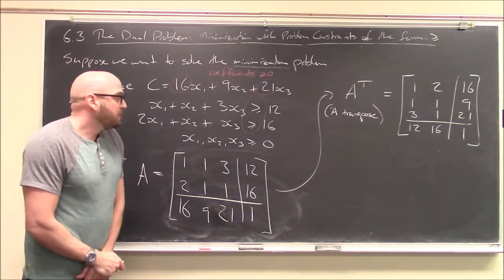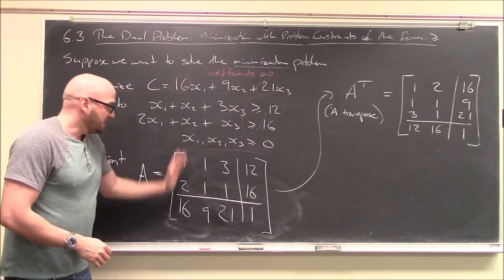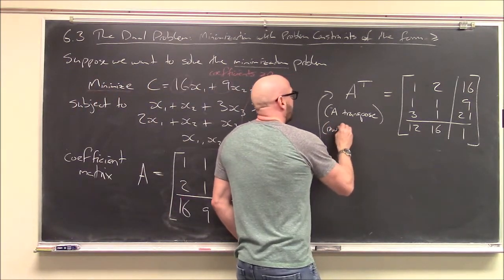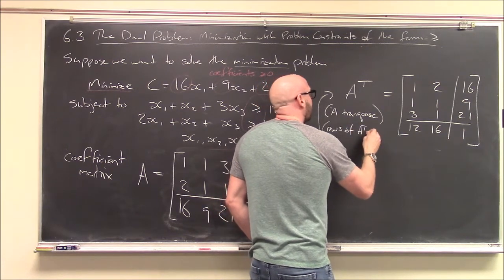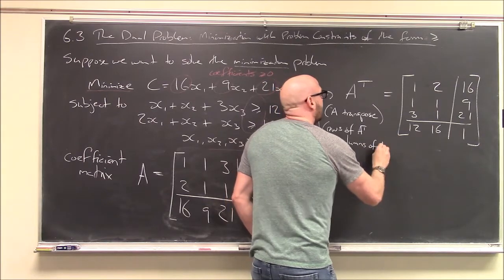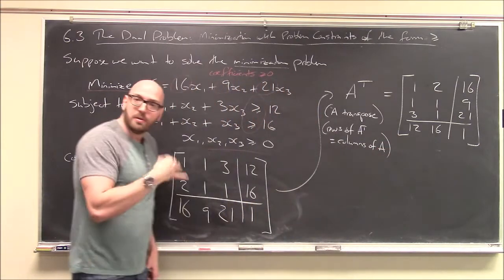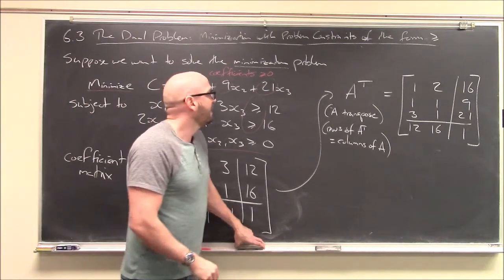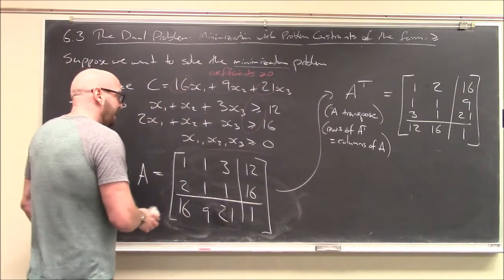Alright, so building a transpose matrix isn't particularly hard. You just interchange the rows and columns. So rows of A transpose are columns of A. Still respecting the same order. First row is the first column, second row is the second column, and so on. Okay, so there's the transpose matrix.